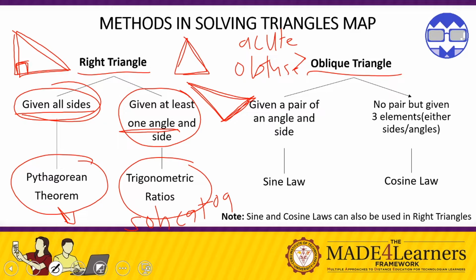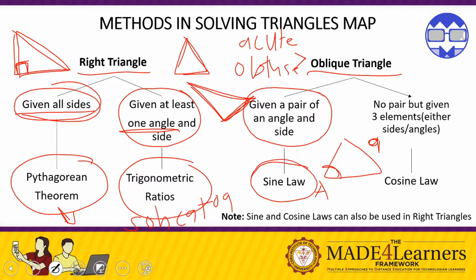Then if it's not right, of course, if it's oblique, we have two methods also. If the given is a pair of an angle and a side, when we talk about a pair, there are elements of the triangle which are opposites. For example, if we have this triangle here, and we have an angle, let's say angle A, then the other given is side A. If that is present, or these elements are present, we're going to use the sine law. We will discuss this one in another video also.